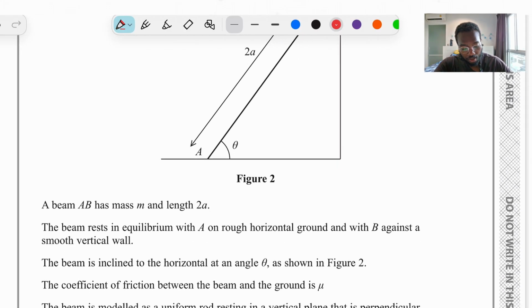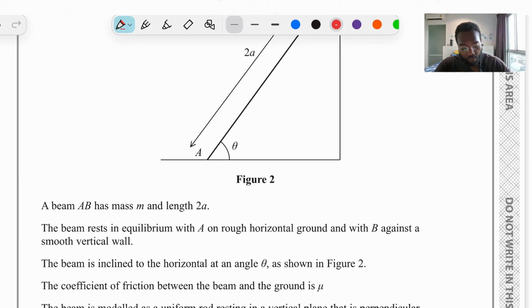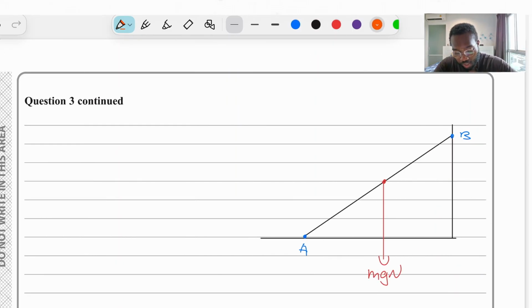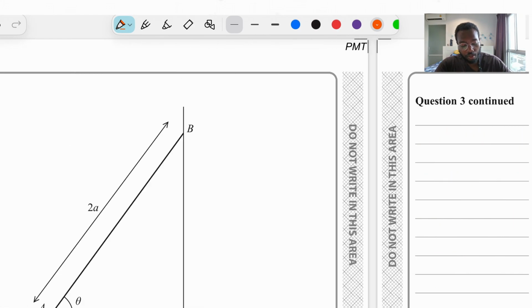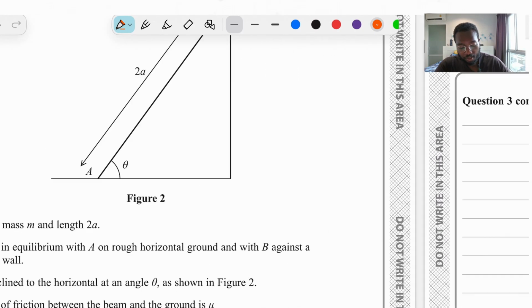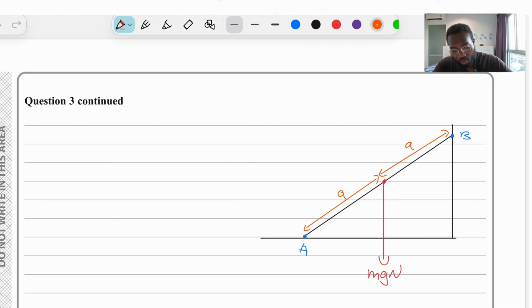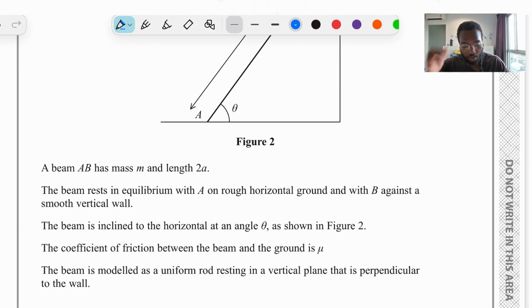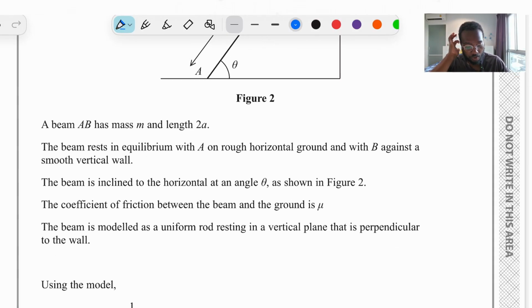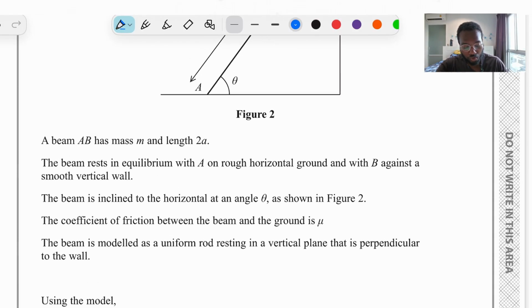Okay. What else do we know? We know the length as well. So if the whole beam is 2a, the length from A to the weight is just going to be a. This will also be a as well. We have the angle theta. So we know that the angle to the horizontal is theta. Okay. What else do we know? We know we have mu as well.